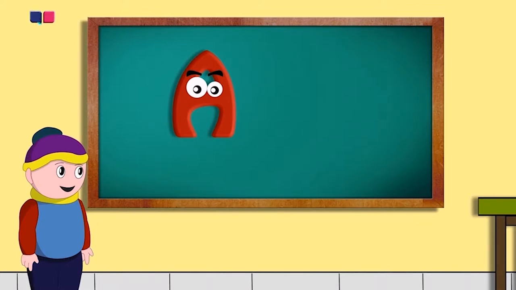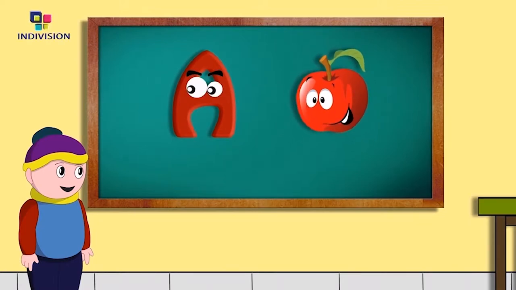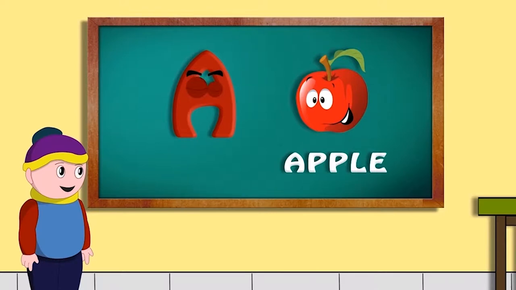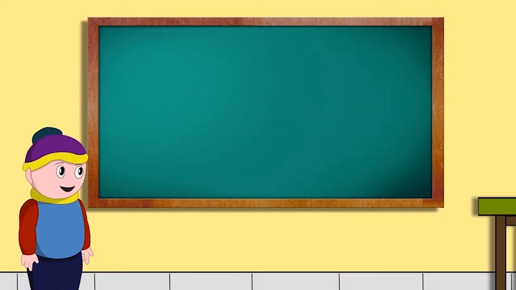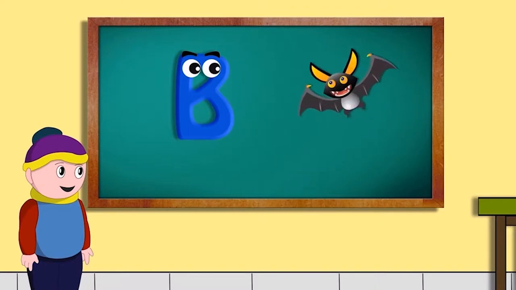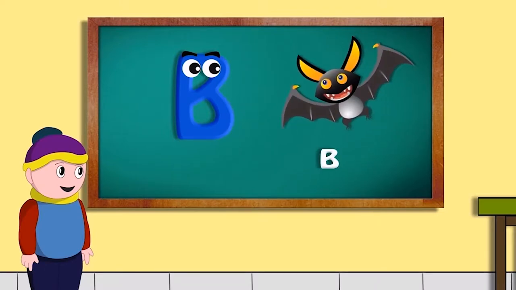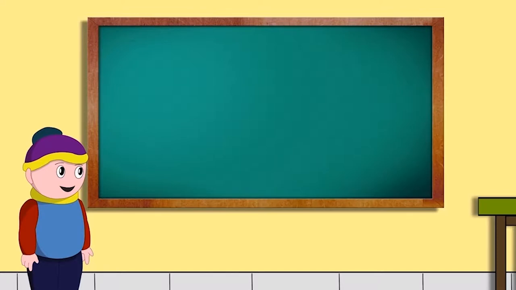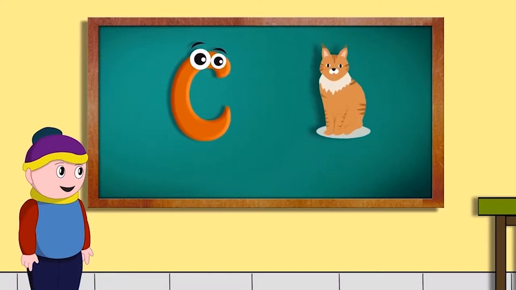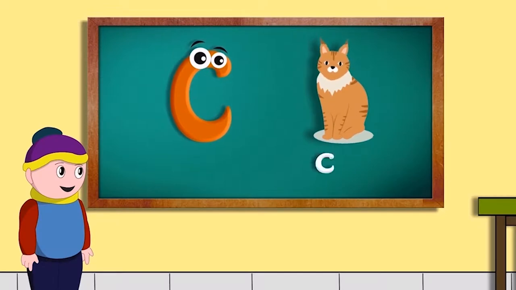A. A for apple. A, P, P, L, E, apple. B for bat. B, A, T, bat. C for cat. C, A, T, cat.